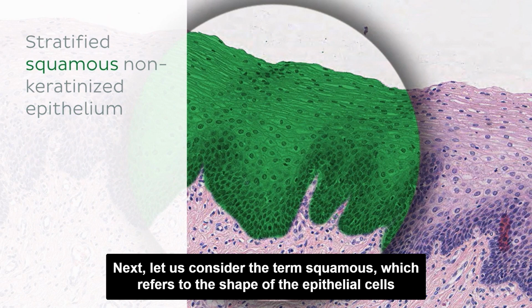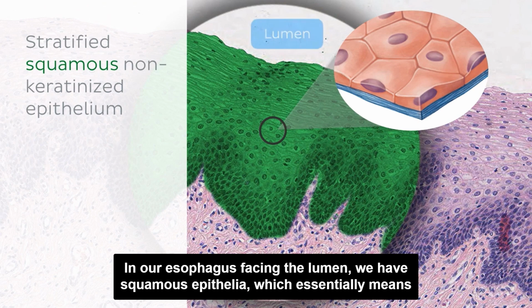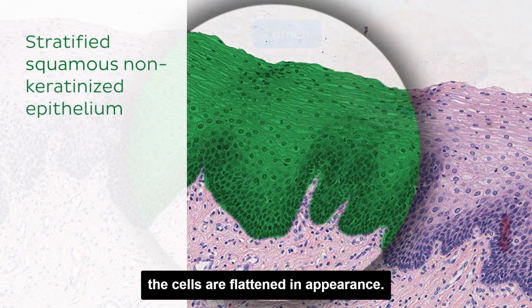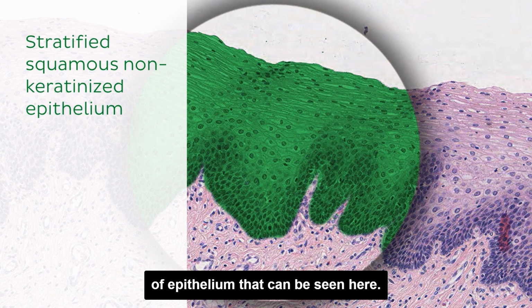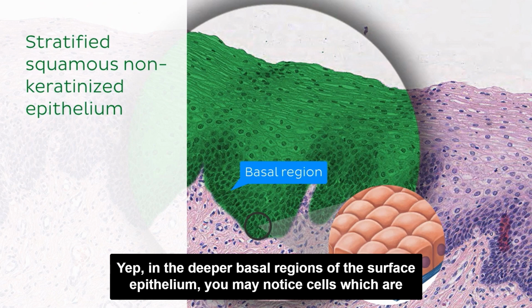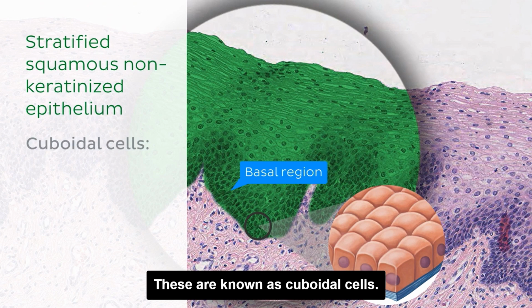Next, let us consider the term squamous, which refers to the shape of the epithelial cells here. In our esophagus, facing the lumen, we have squamous epithelia, which essentially means the cells are flattened in appearance. But some of you eagle-eyed anatomists may have spotted that this isn't the only type of epithelium that can be seen here. Yep, in the deeper basal regions of the surface epithelium, you may notice cells which are more square-shaped in appearance. These are known as cuboidal cells.